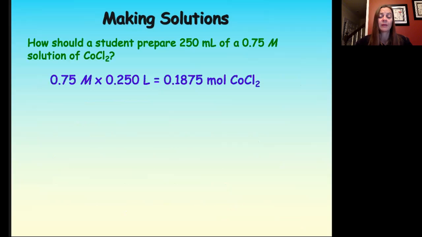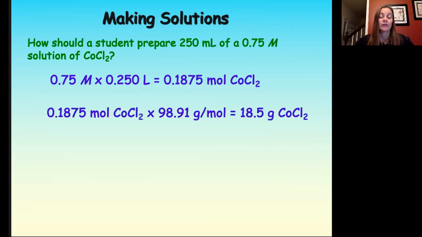First, you need to figure out how many moles of cobalt-2 chloride you need by multiplying the molarity by the volume. That gives you the moles of cobalt-2 chloride. Again, not rounding until the end. We now take that number of moles and we multiply it by the molar mass of cobalt-2 chloride. So 0.1875 moles of cobalt-2 chloride times 98.91 grams of cobalt-2 chloride per mole. And we discover that we need 18.5 grams of cobalt-2 chloride.